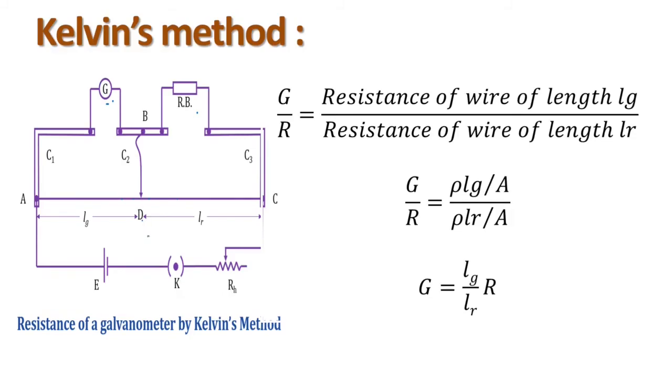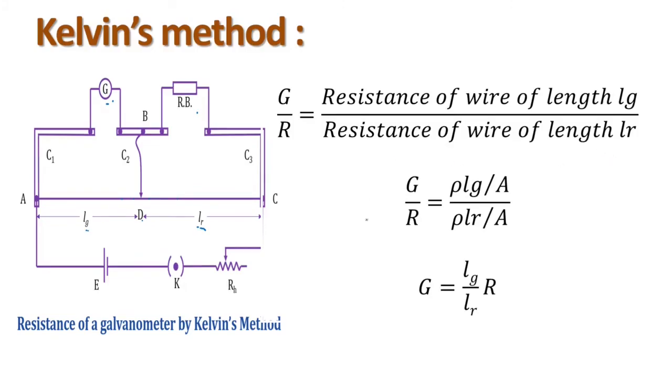The length of the bridge wire between the point D and the left end of the wire is measured. Let Lg, in front of G, be the length of the wire in front of the known resistance R, and Lr be the length of the wire. Then by doing the calculations for that, we have G by R is equal to the resistance of the wire of length Lg upon the resistance of the wire of length Lr.